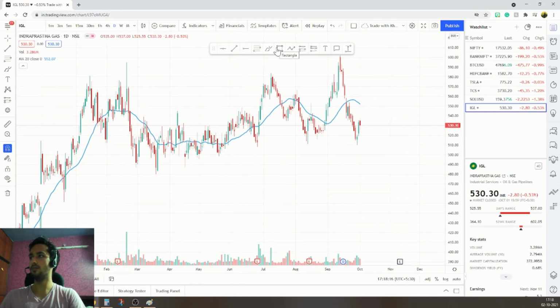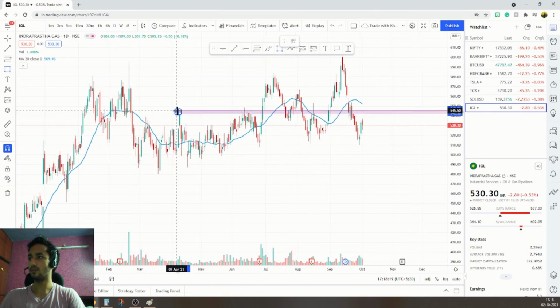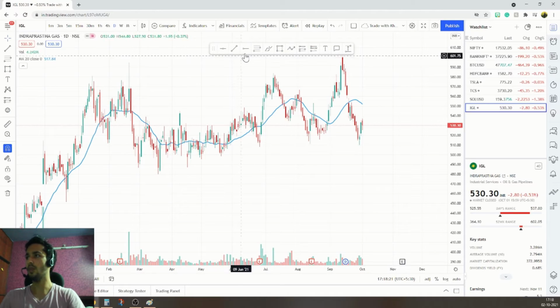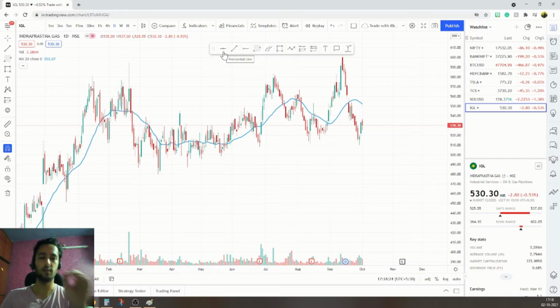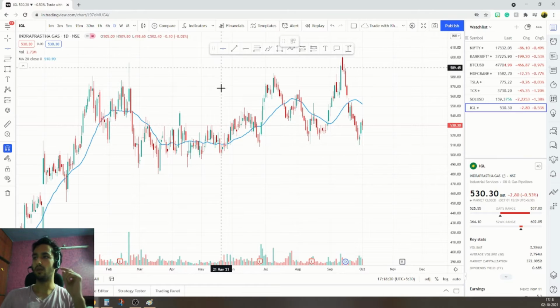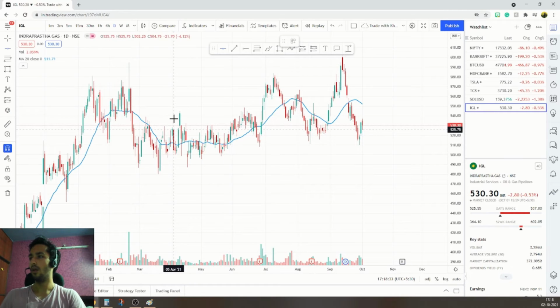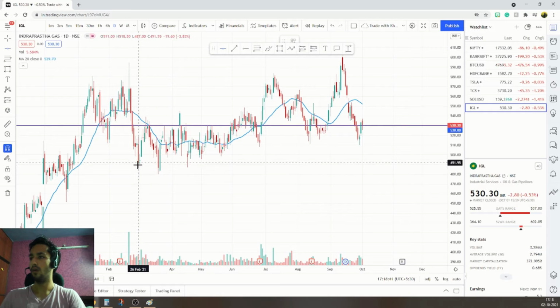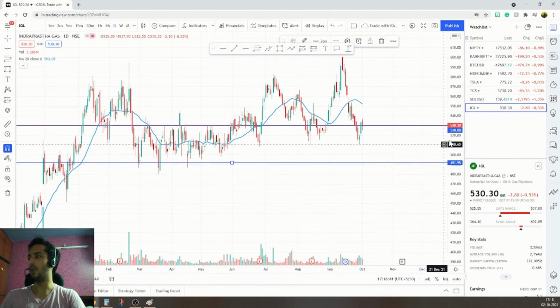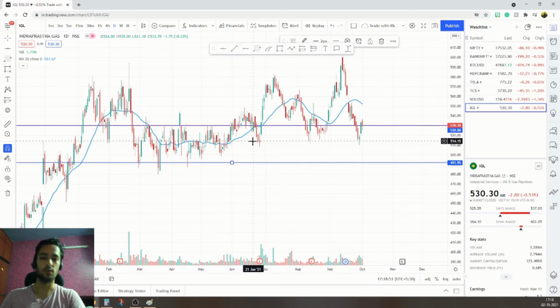All right. So IGL, Indraprastha Gas Limited, it is an amazing share. Fundamentally, it is really strong. I personally hold this share. But coming back to the topic, what happened was that the price of this particular share was ranging between these two levels, from 530 to 591, and it was ranging from February to June. So that is around 3 to 4 months, right?